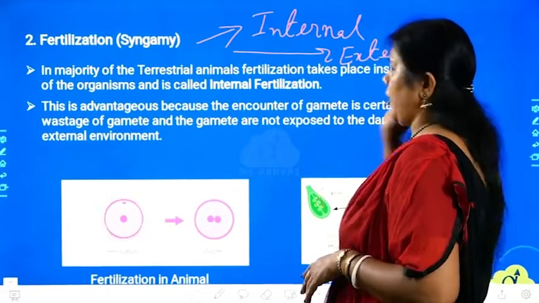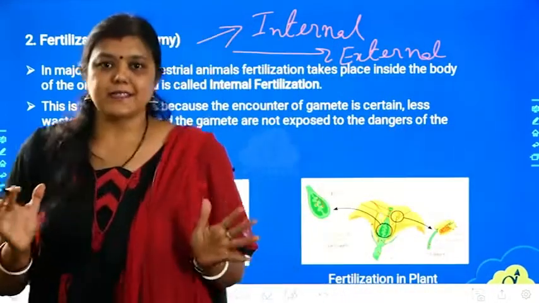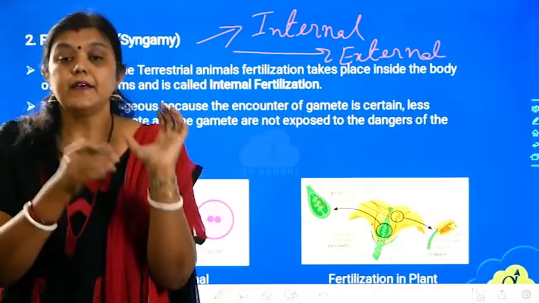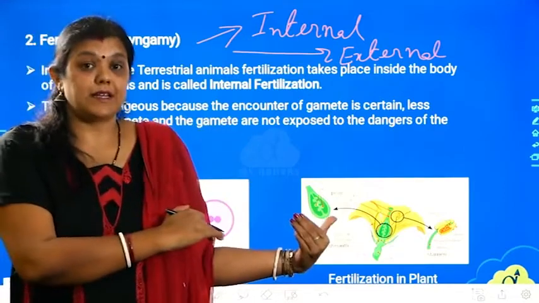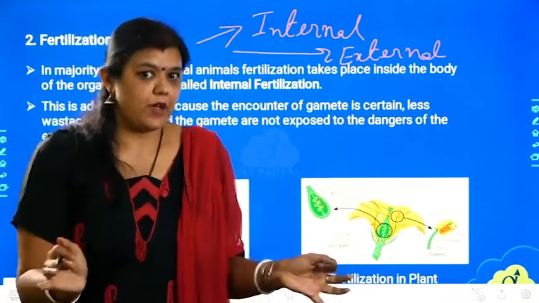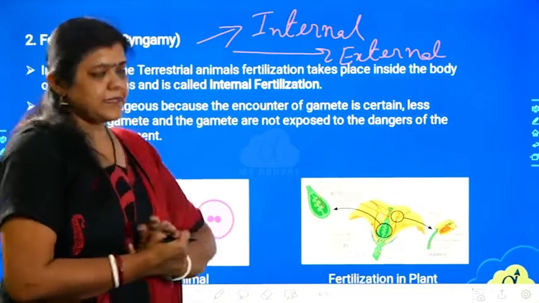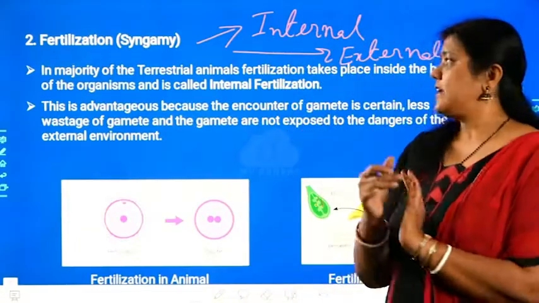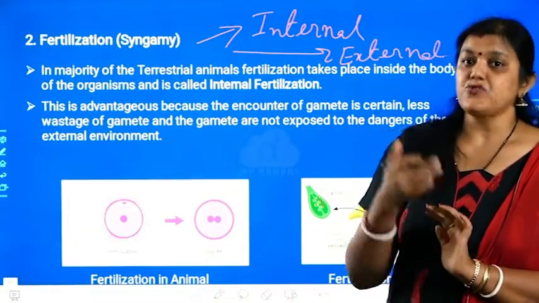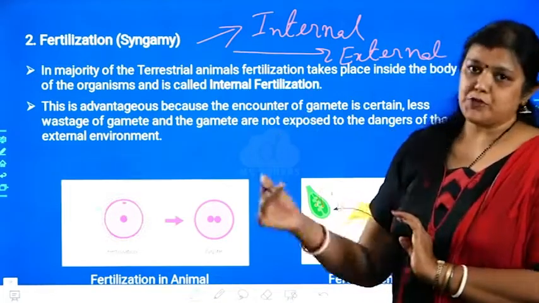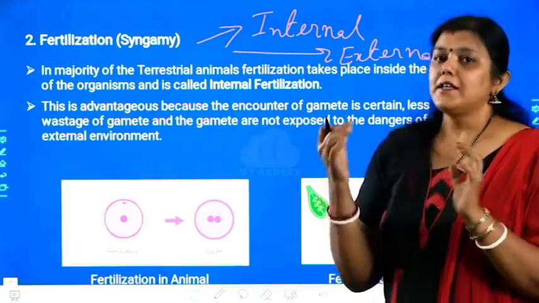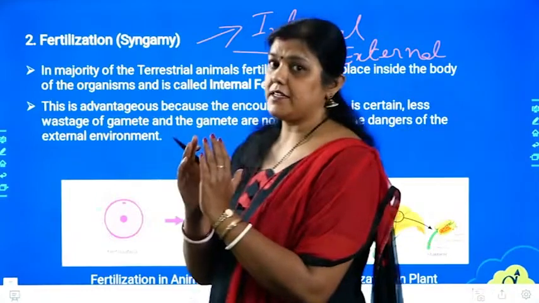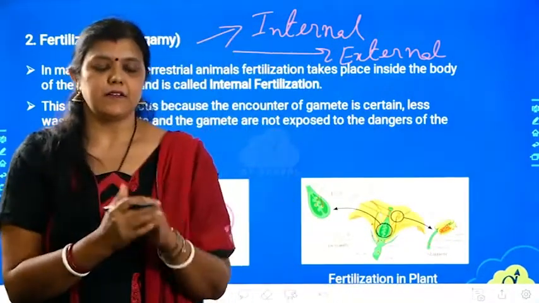Now, by this, I hope you can understand. If I say internal fertilization and external fertilization, one idea comes to your mind, right? Internal means inside the body of the organism. External means in the external environment. Let us talk about the first one, that is internal fertilization. During internal fertilization, basically the terrestrial animals go for this process. The male gamete is inserted into the female body, or the male gamete is released inside the female body, and that is called internal fertilization.